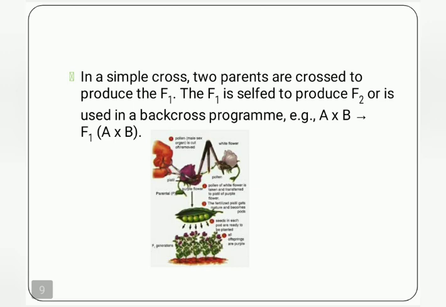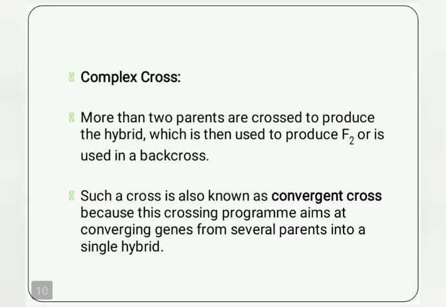And intervarietal hybridization, or intervarietal crosses, can be of two types. It can be simple or complex, depending upon the number of parents involved. Simple cross is very easy. In a simple cross, only two parents are involved. For example, parent A is crossed with parent B to produce an F1 hybrid. In the case of hybrid varieties, such a cross is also called a single cross.